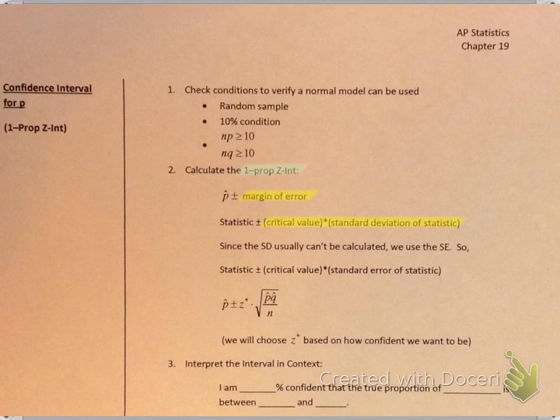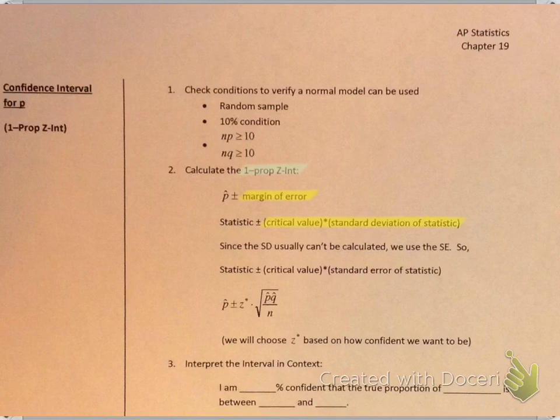The critical value is going to be dependent on the type of model you get to use. Since we're talking about proportions, and because we're talking about the normal model, those are z's. You know that from first semester. So our critical value is going to be a z star. The z star we can either find in the back of our book in a table, it's actually in your formula sheets also, or we can use our calculator, and I'm going to show you guys how to do that also. And then the standard deviation of the statistic, well, if we don't know it, we're going to have to use the standard error.